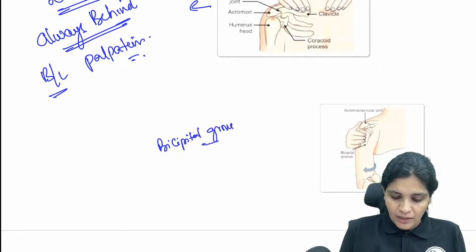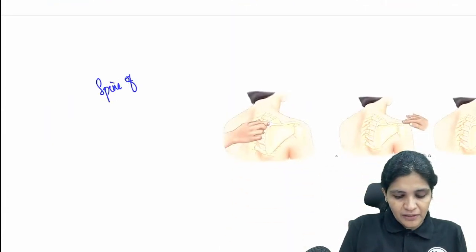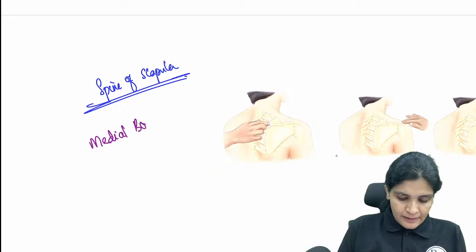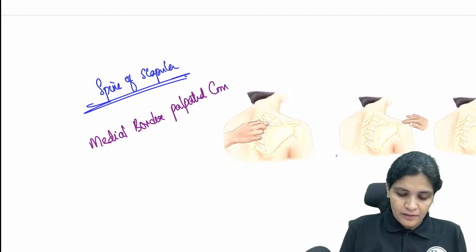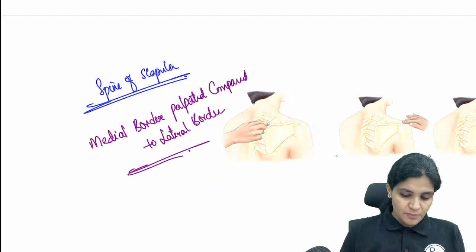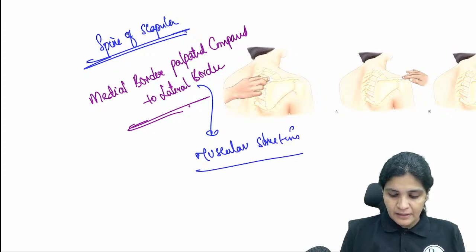That is nothing but you go down, feel for the GT, that is the greater tuberosity, and this is the spine of the scapula. And I have told you that the medial border is palpated easily compared to your lateral border, right? So these are the important things which you have to remember. Why is the lateral border not easily palpable? Because there are a lot of muscular structures covering it, right?